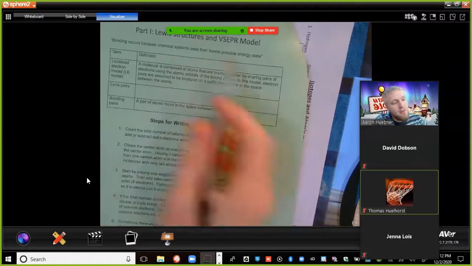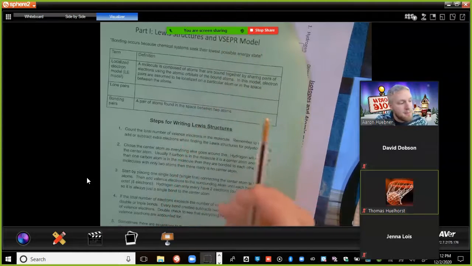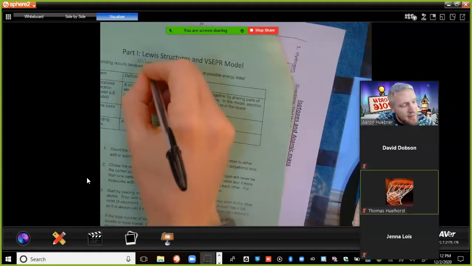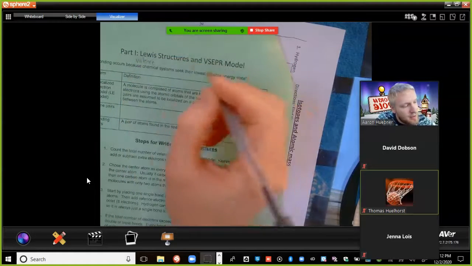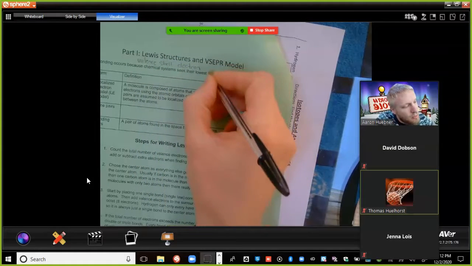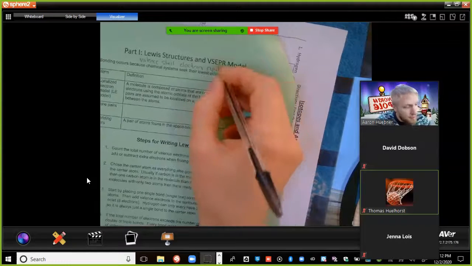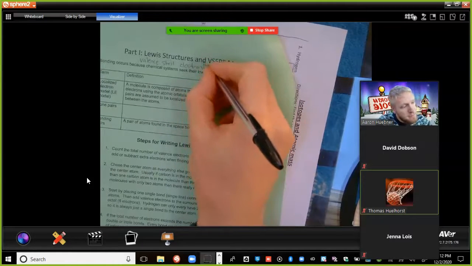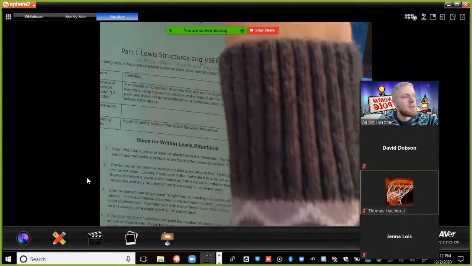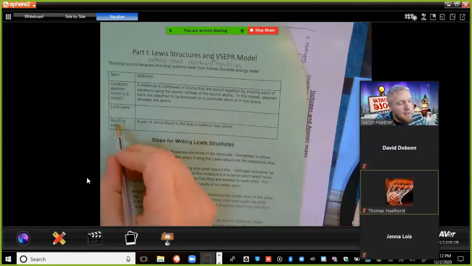When we're talking about all of this, there's the VSEPR model, the valence shell electron pair repulsion model. You might as well get that down. What is VSEPR? Valence, which is outer, shell, electron, repulsion. Oh, I forgot P. P stands for pair. Valence shell electron pair repulsion model. All right, so we've got bonding pairs and lone pairs.